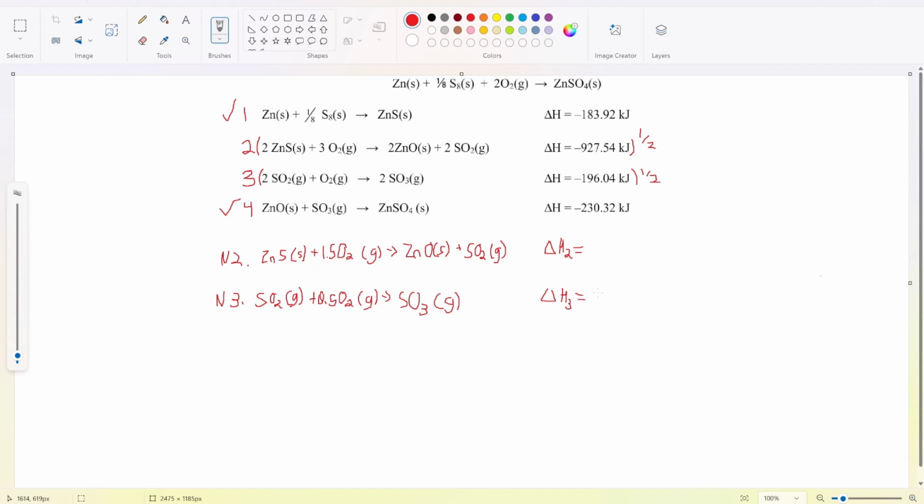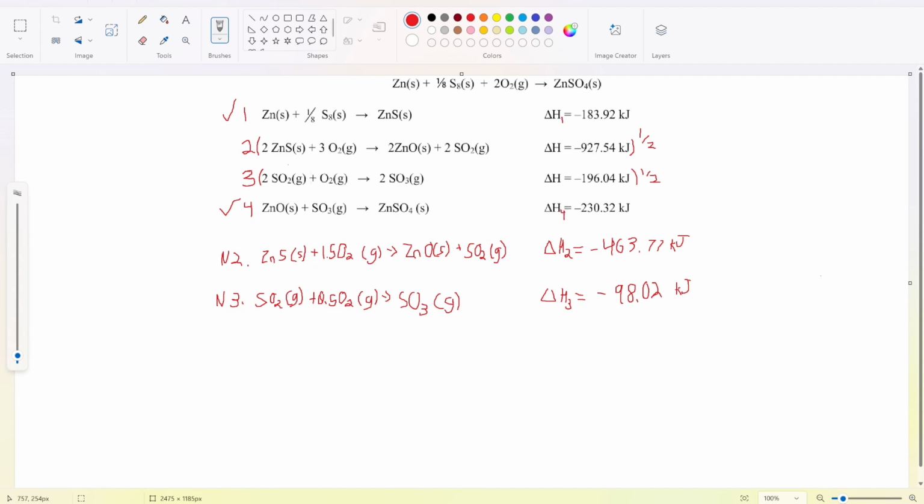the H3 should be negative 98.02 kilojoules, and the H2 should be negative 463.77 kilojoules. Right. So now we have the H2, the H3, and since we didn't change these, this is the H1 and this is the H4.